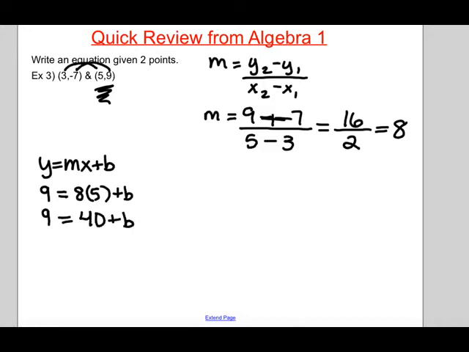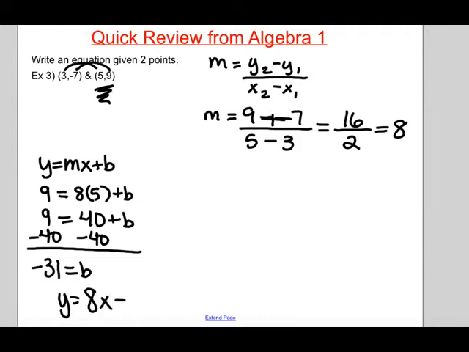To get rid of a positive 40, I subtract it over. If I'm at 9 and I subtract 40, I'm going to be at negative 31. So my equation is y equals my slope, which was 8, x, and then my y-intercept, which is negative 31.